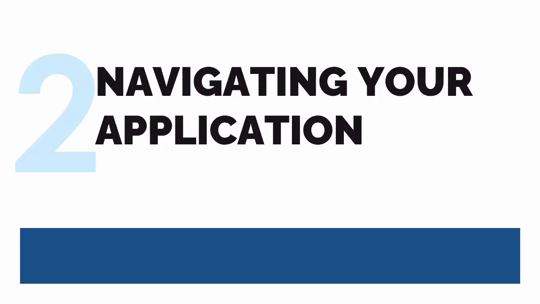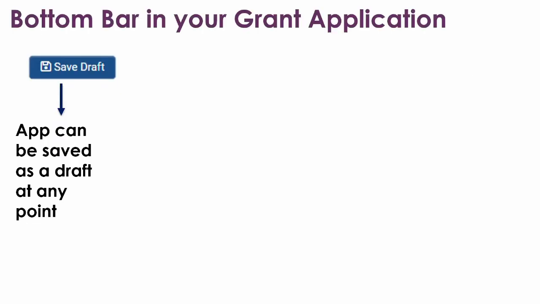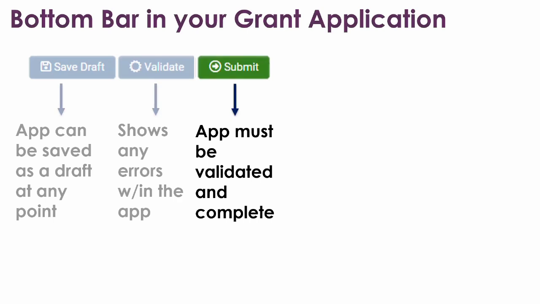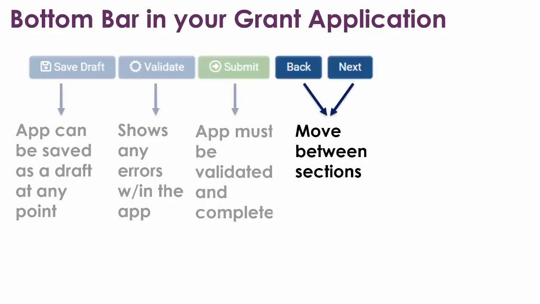Now we will get into some basic tips to assist you with navigating your applications. The bottom bar in the subgrant application has various options. The new system allows you to save your application at any point, regardless of if all fields are completed. The Validate button shows any errors within the application. The system even highlights them for you. The Submit button will only work if all sections are complete and any errors are fixed.